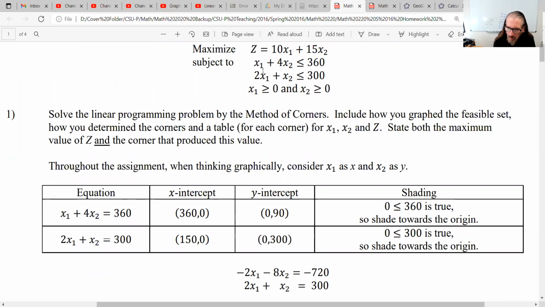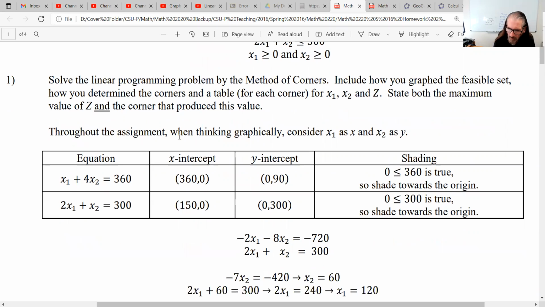I multiplied everything on both sides by 2. And notice here that I'm looking for where the lines are crossing, where things are exactly equal. So I'm not writing the inequality symbols here. And I add that to the second regular constraint. And I'm getting the x1s to cancel. So we've got negative 7x sub 2 equals negative 420. So x sub 2 equals 60, dividing both sides by negative 7.